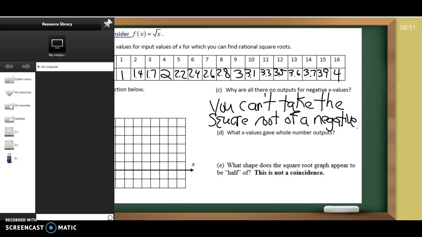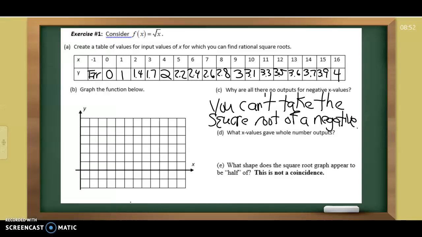Which values gave whole number outputs? Keeping it simple here, the perfect squares. Remember those numbers? The ones that are so perfect. And let's go ahead and graph this, because then we can answer what shape it looks like.